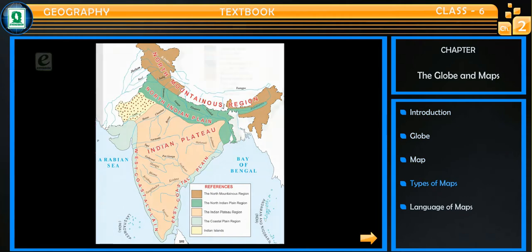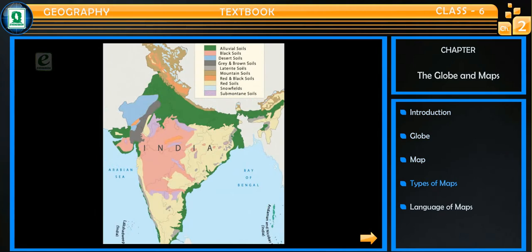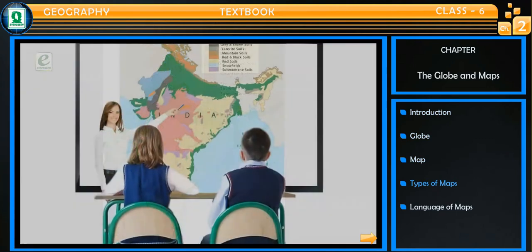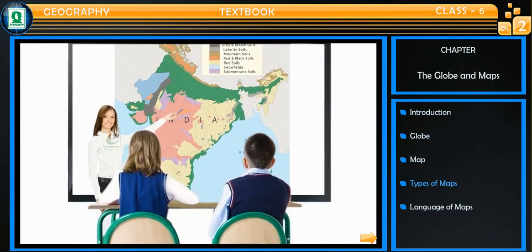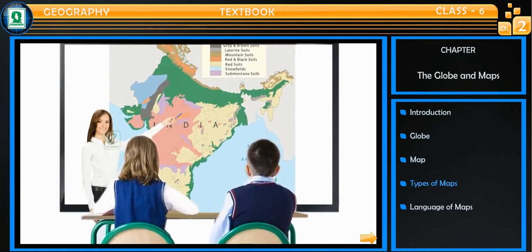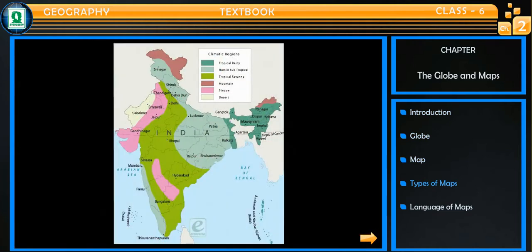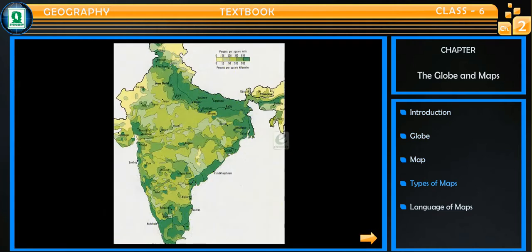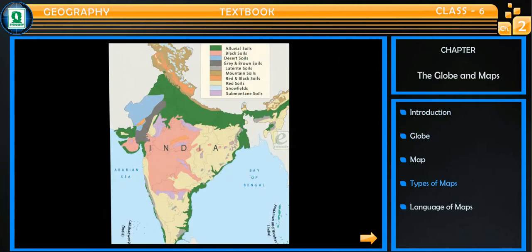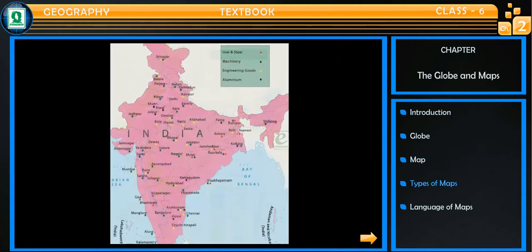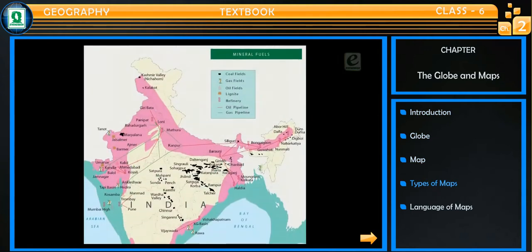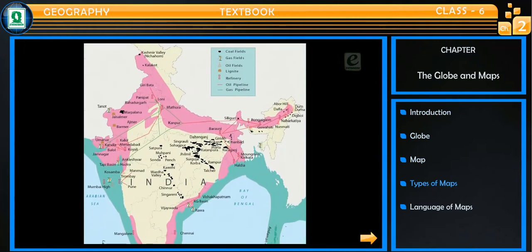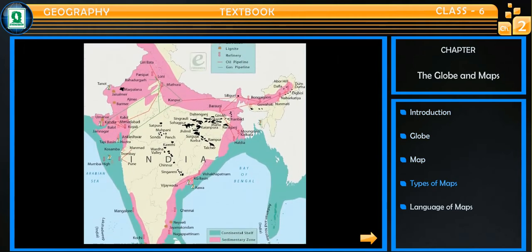Let's talk about thematic maps. Have you ever seen a thematic map? Thematic maps are based on a particular theme, like climate of a place, distribution of forest, population distribution, soil, transportation, rainfall, industries, minerals, etc. These maps are named on the basis of what is shown by them.